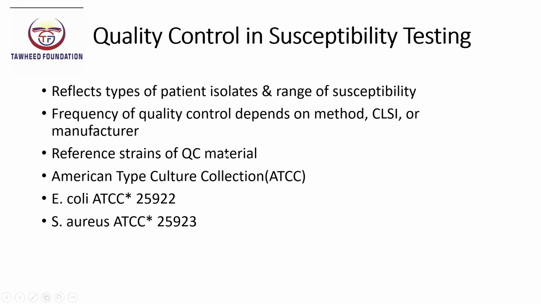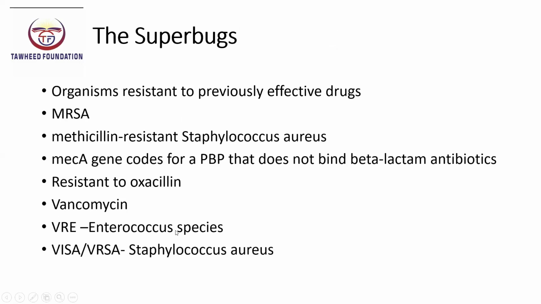Reference strains of QC material are from the American Type Culture Collection, which is ATCC: E. coli ATCC 25922 and S. aureus ATCC 25923. The superbugs. Organisms with resistance to previously effective drugs are known as superbugs.